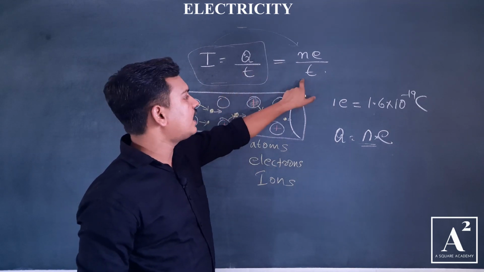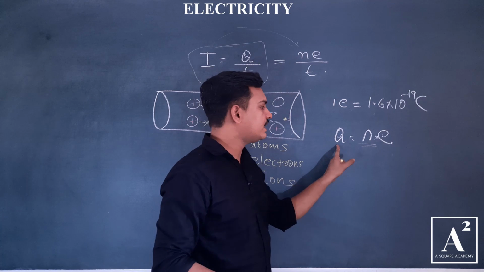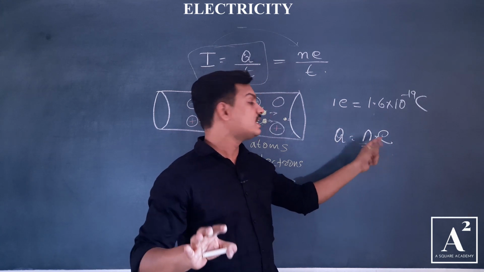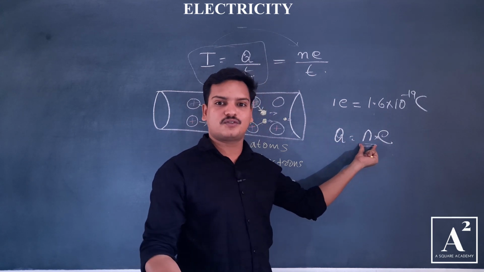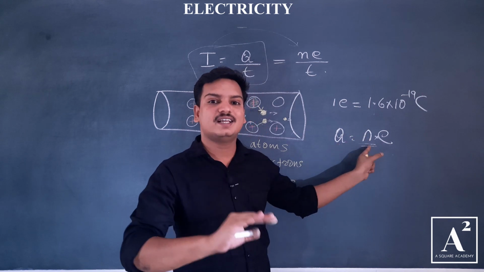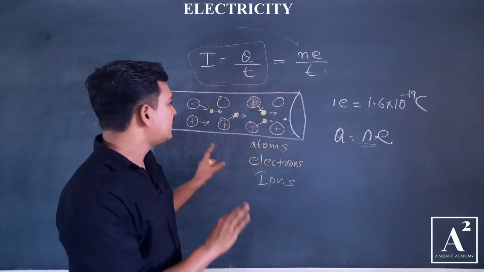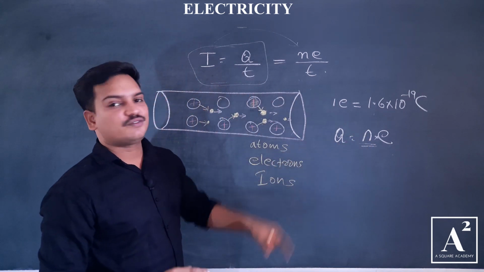So remember, and also understand, why we took Q is equal to Ne: because we are imagining n electrons are flowing, then total charge is equal to n times e. So this is the concept behind the flow of current.